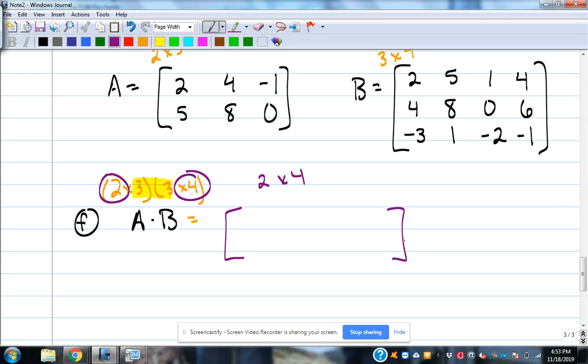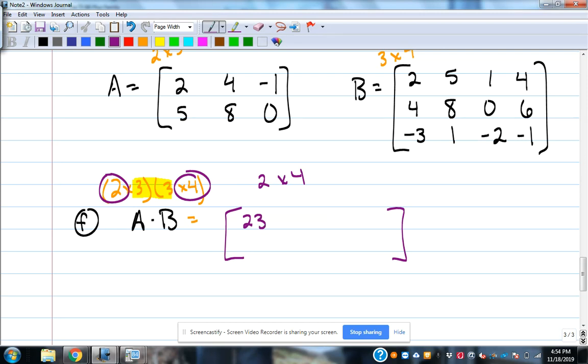Now, I used to do these all by hand. I'm a little out of practice because I don't do them by hand as much anymore. But what it basically boils down to is you take the row of the left matrix times the column of the right matrix. So 2 times 2 is 4, plus 4 times 4 is 16, plus negative 1 times negative 3. So you'd have 4 plus 16 plus 3, which is 23, your first term.